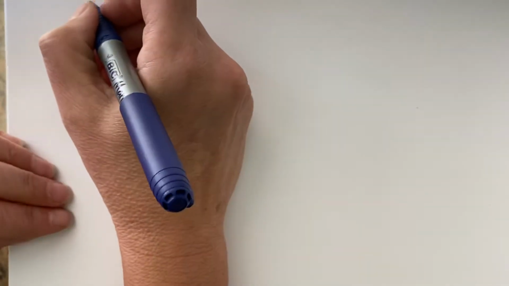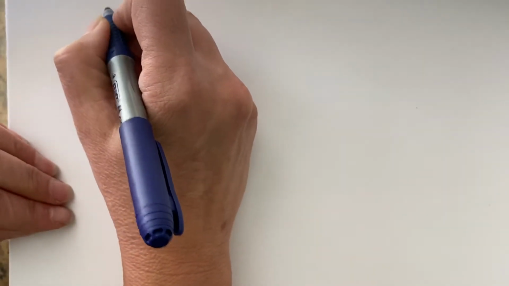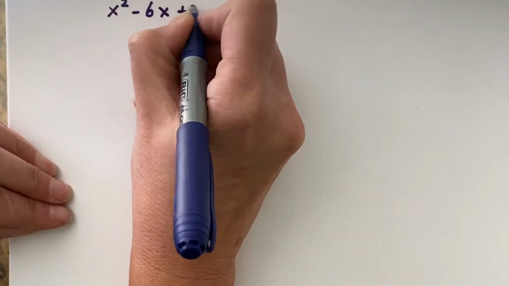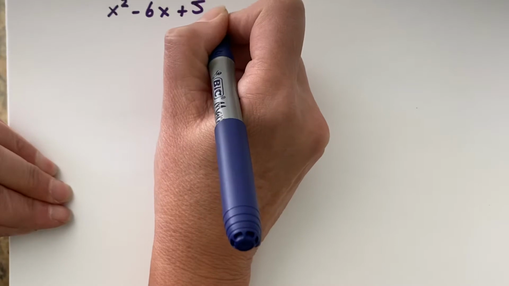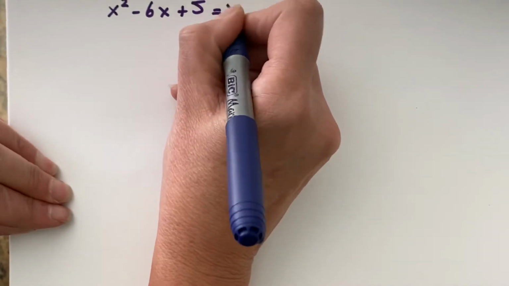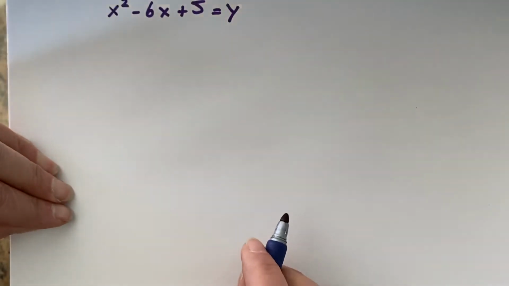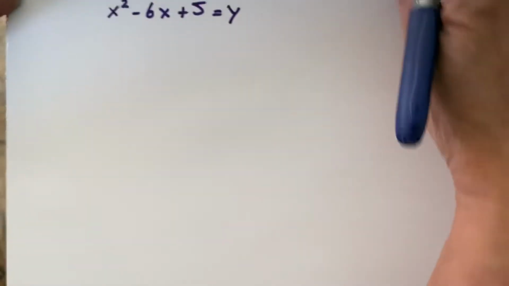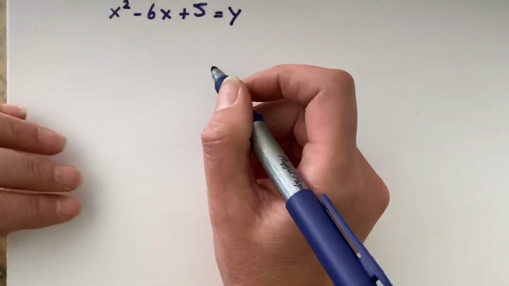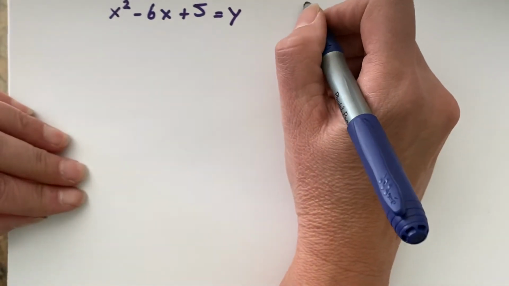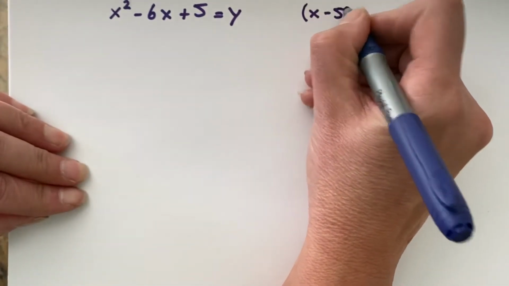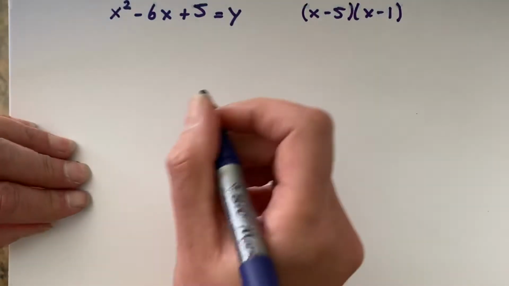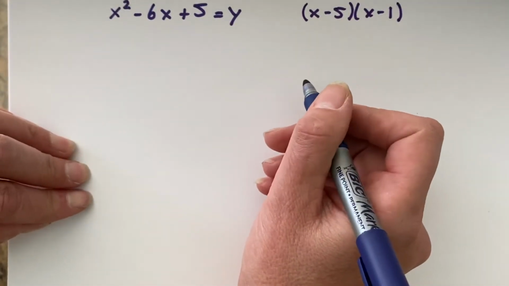I'm going to go on and use this exact equation we just used: x squared minus 6x plus 5. And I'm going to say equal y, to show you a couple of the next pieces of what a quadratic equation is. Do you remember we just factored this, right? x minus 5, x minus 1. Each of these is a form that has a specific name.